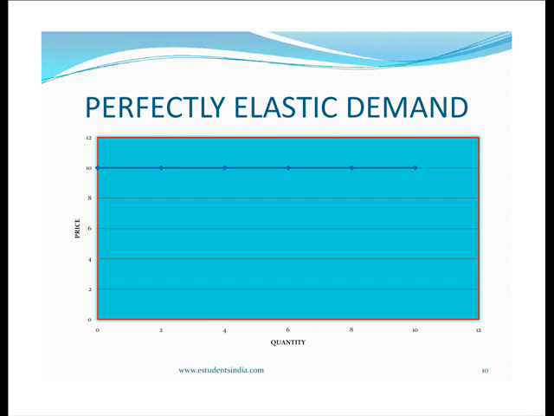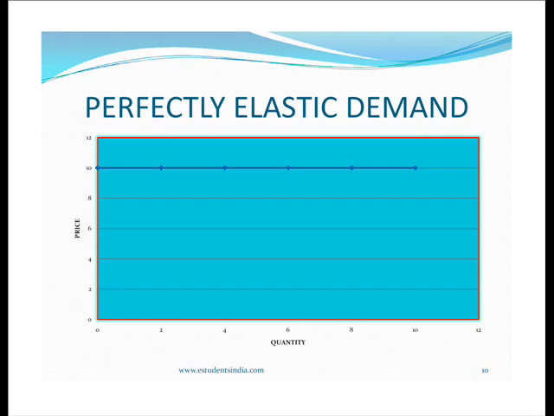Perfectly elastic demand. Quantity on the x-axis, price on the y-axis. You get a horizontal line when price is 10. Perfectly elastic demand is the second extreme situation. A small rise in price, say from rupees 10 to rupees 12, will cause the buyers to switch completely away from the product so that the quantity demanded falls to zero.